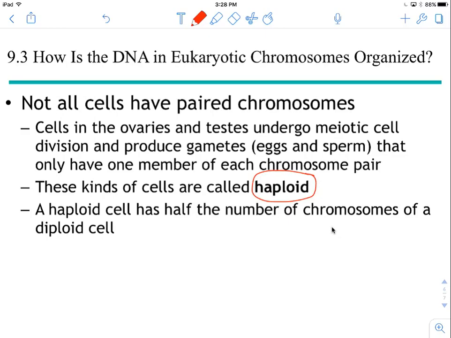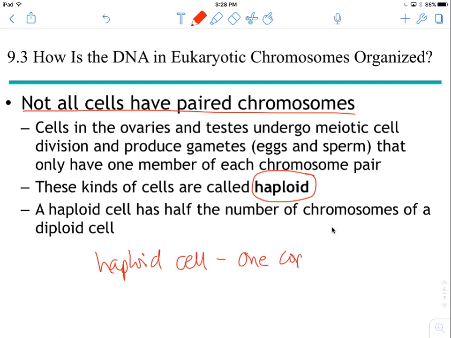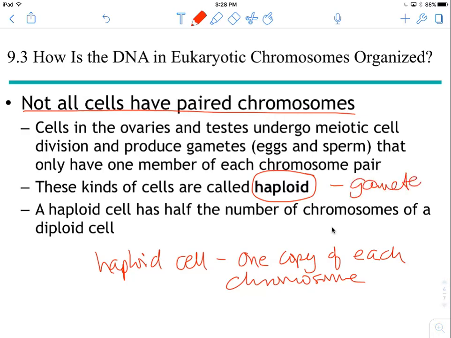So diploid cells have paired chromosomes. Haploid cells do not have paired chromosomes. A haploid cell only has 1 copy of each chromosome. And these haploid cells, again, are your gametes. Gametes are the only cells in animals that are haploid. Gametes, egg and sperm, and they're produced via meiosis, which we'll talk about shortly.